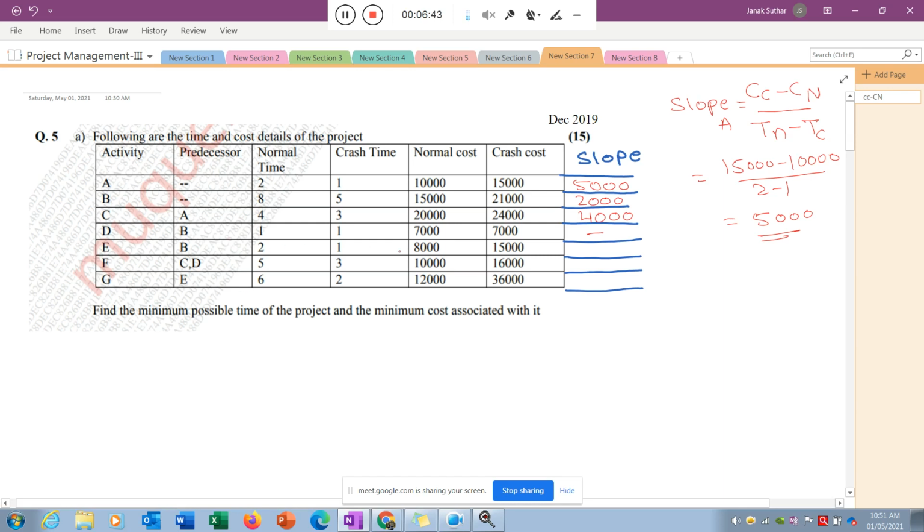Next, activity E. For activity E, what will be the slope? 15,000 minus 8,000 is equal to 7,000, divided by 2 minus 1, is equal to 7,000. That is the slope.